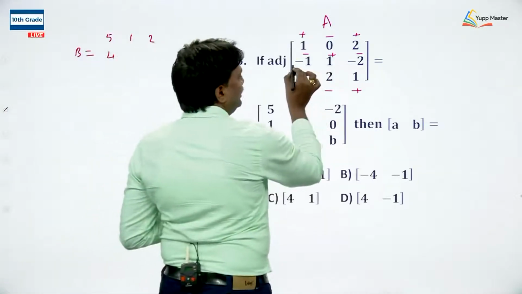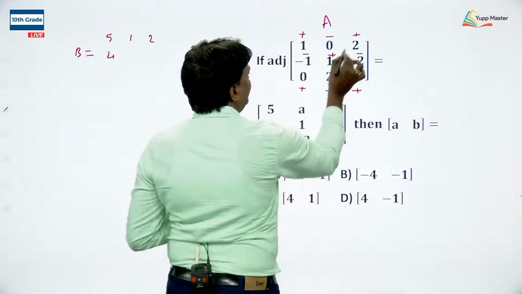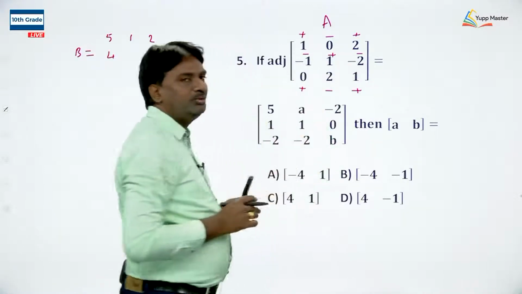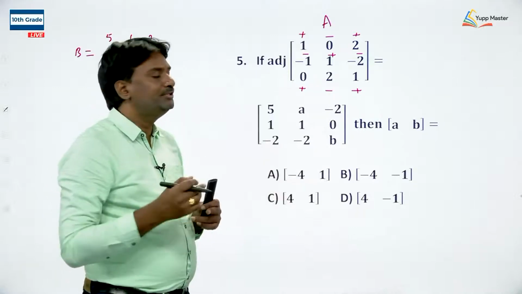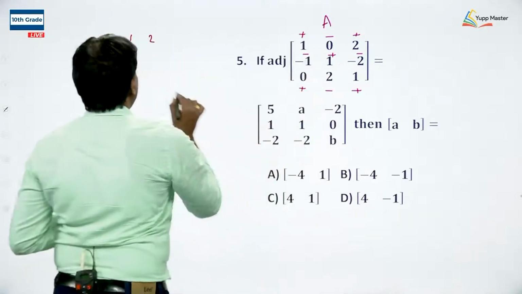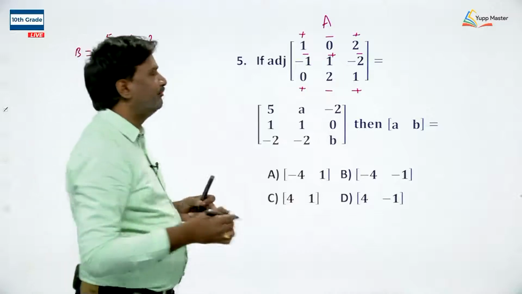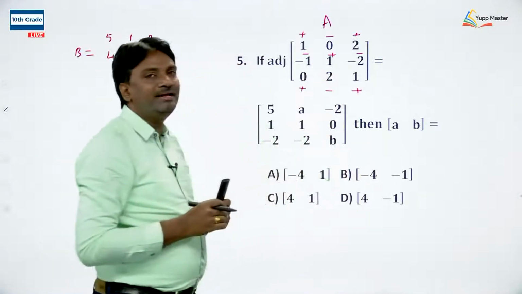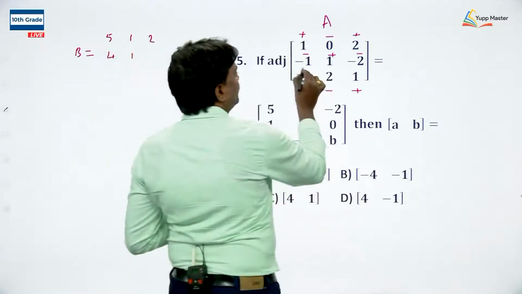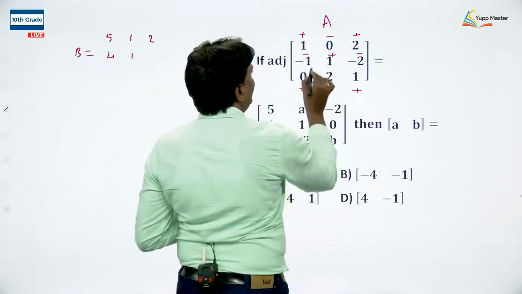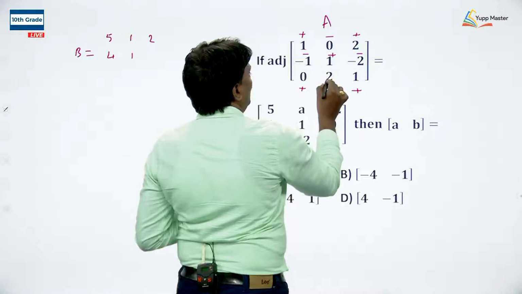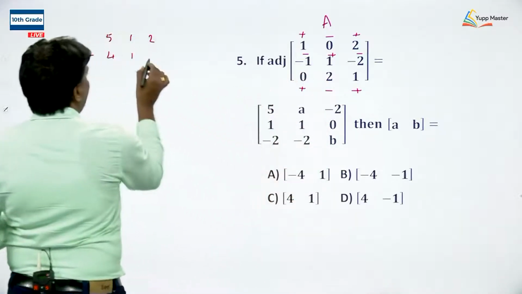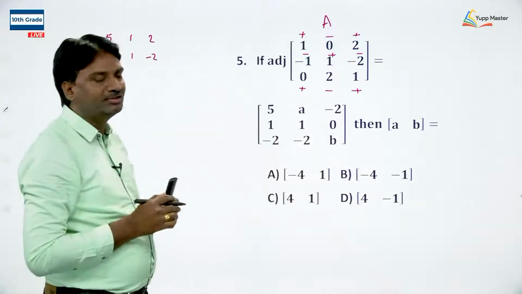Take the element 1, eliminate second row, second column, the remaining elements are 1, 2, 0, 1. 1 into 1 is 1, minus 2 into 0 is 0. 1 minus 0 is 1 only, here the sign is plus, so that is plus 1. Next, take minus 2, eliminate the row and column containing minus 2, the remaining elements are 1, 0, 0, 2. 1 into 2 is 2, minus 0 into 0 is 0. So that is 2. But here the sign is minus, so that is minus 2.